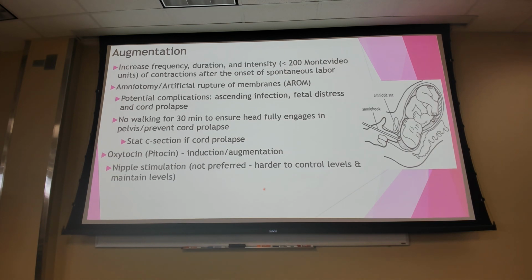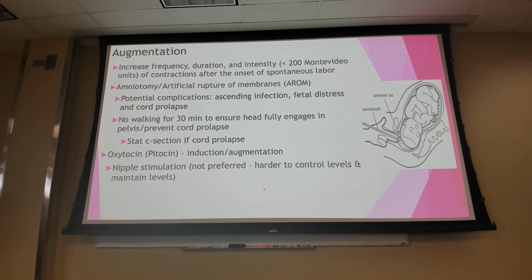Okay. Again, augmentation, so mom's cervix is ripe. Okay? And she's having some contractions, but the contractions aren't enough. The contractions aren't strong enough to bring about continued changes in the cervix and to help the fetus descend down into the birth canal. We're going to augment those. And we want greater than 200 Montevideo units.